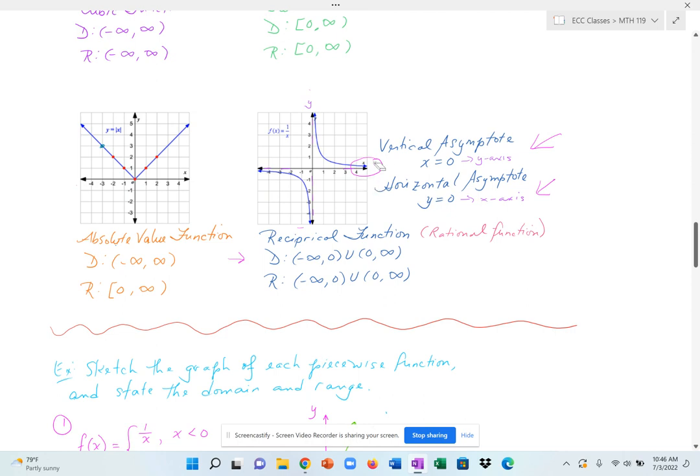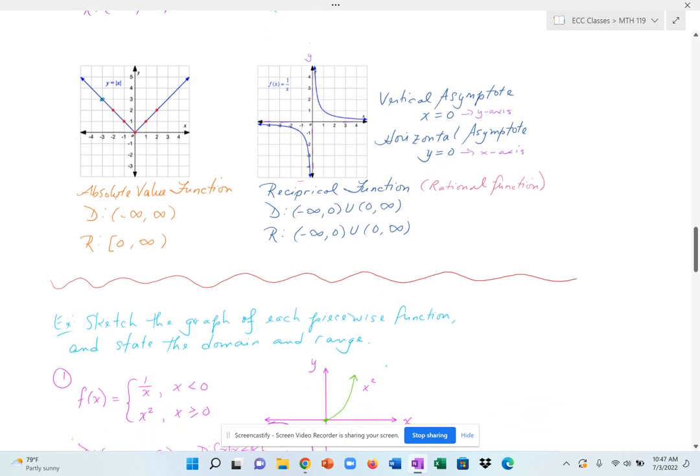Okay, so those are all of the parent graphs for now. Later in the course, we'll talk about exponential and logarithmic parent graphs that you should be familiar with. But for now, the 6 that I just discussed, you should become very familiar with and understand: domain, range, and in this case, your asymptotes. All the others don't have asymptotes.